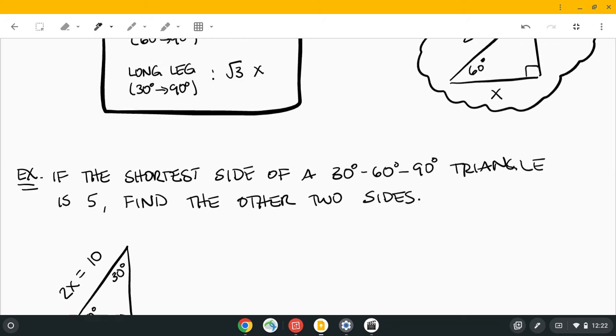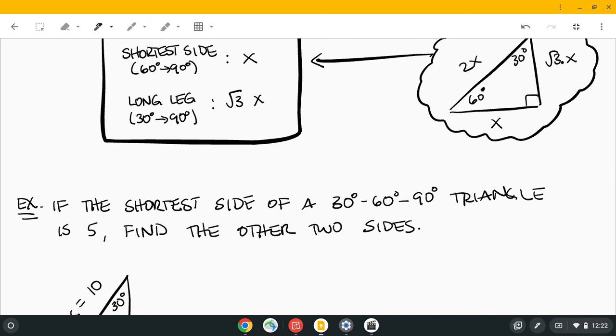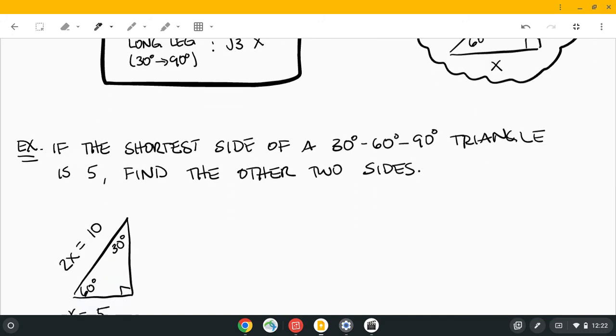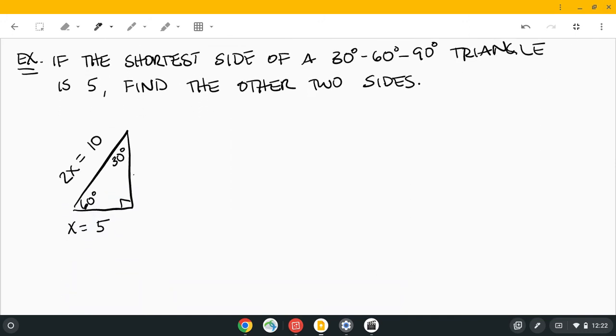The other side that's missing, we see it's square root 3 times x. So let me write that down. Square root 3 times x. And if I do square root 3 times x, that's square root 3 times 5. So that gets written like that. Okay, so this is one of the missing sides, and this is the other missing side.